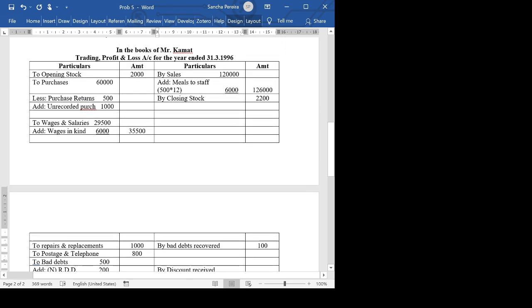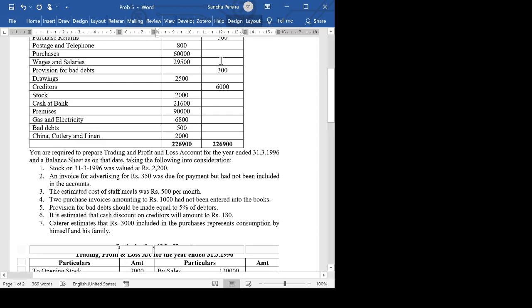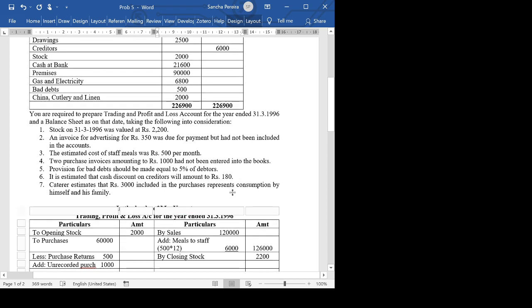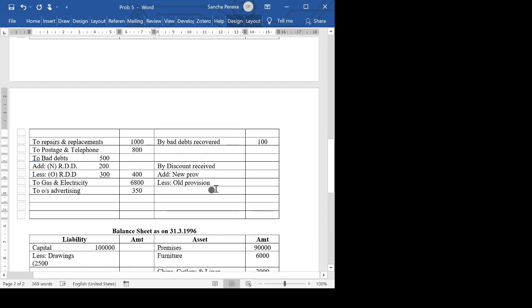But this year, how much discount did you actually get? You actually got a discount of only 180. So 300 minus 180, 120, which you had considered to come as an income, never happened. You never got that income. So your old provision is greater, 300 is greater than what you actually received. So what we do in such a case is we say, now we can't show this on the debit side.